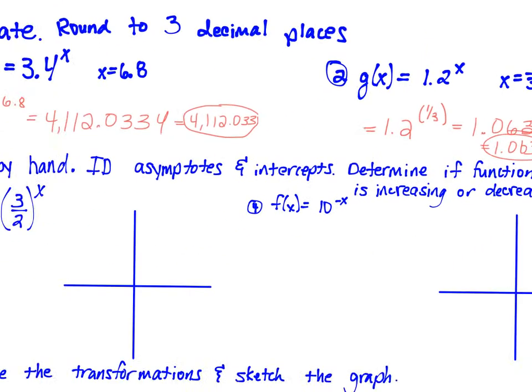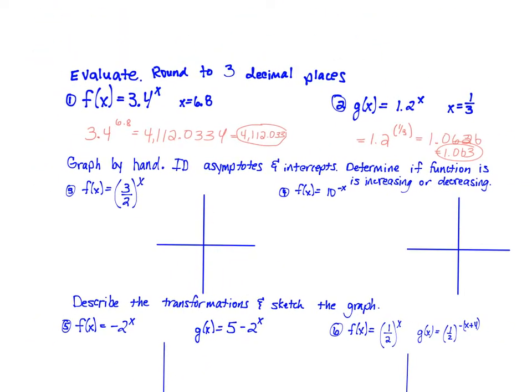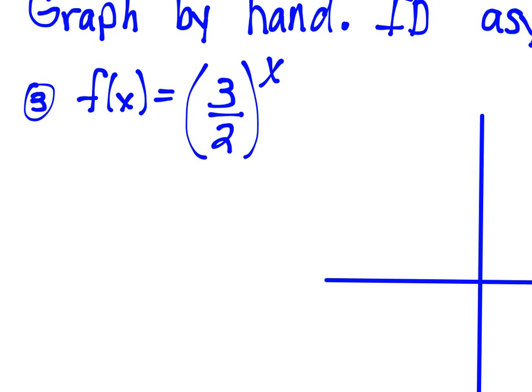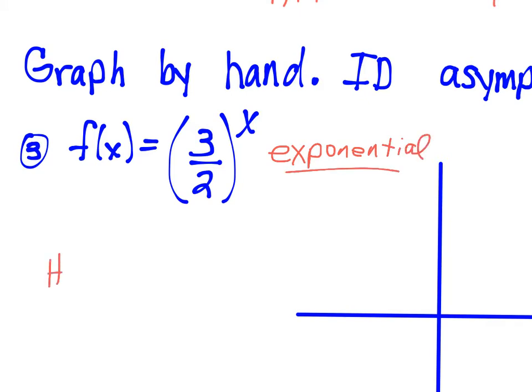All right. If I have this sort of question, and it says graph by hand, ID asymptotes, intercepts, all that good stuff. Determine if the function is increasing or decreasing. Guys, you can tell me stuff right now. First of all, what kind of a function is this? Exponential. Okay, it's exponential. So then you know everything you need to know about asymptotes. Horizontal asymptote versus a vertical asymptote.